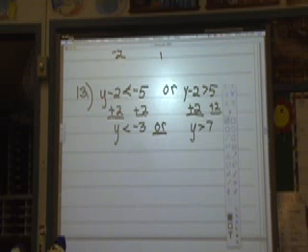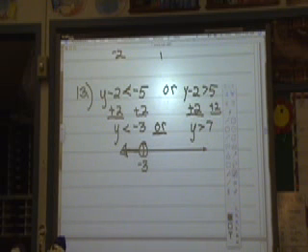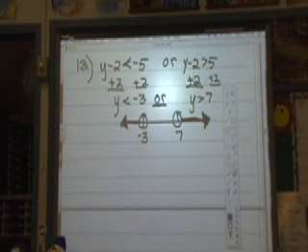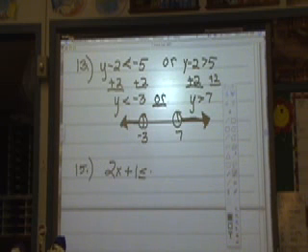Now graph that. You want all the numbers that are less than negative 3 or greater than 7. So what kind of circle at negative 3? Open. Shaded to the left, solid arrow. And then what kind of circle at 7? Open. Shaded to the right, solid arrow. 15. Another or statement.